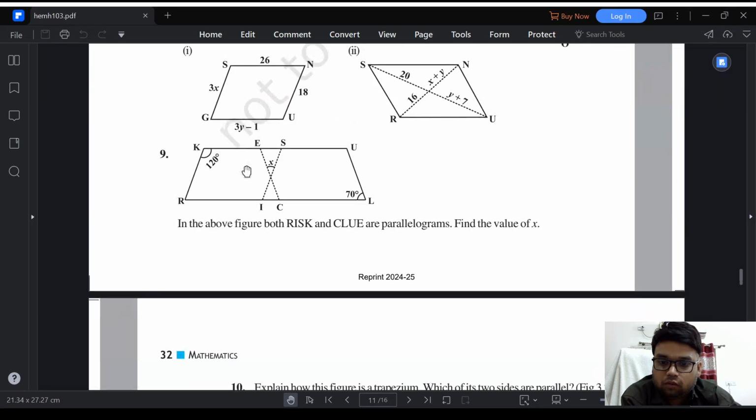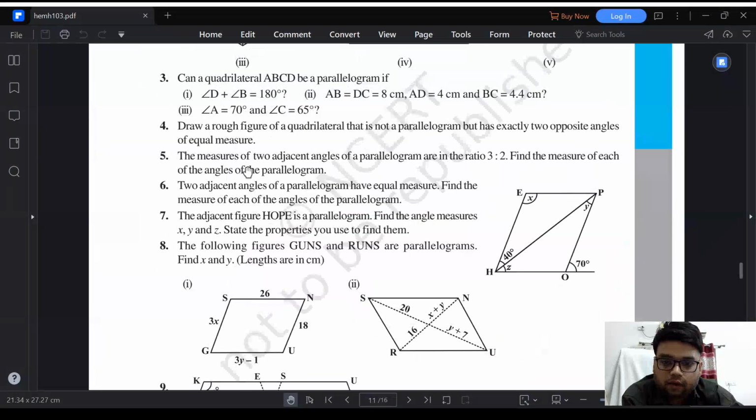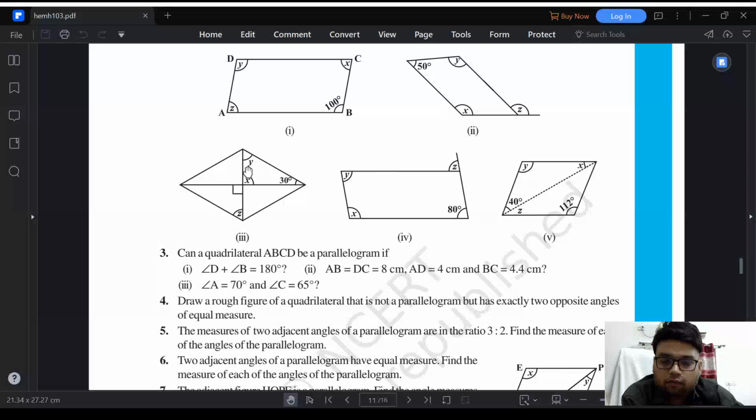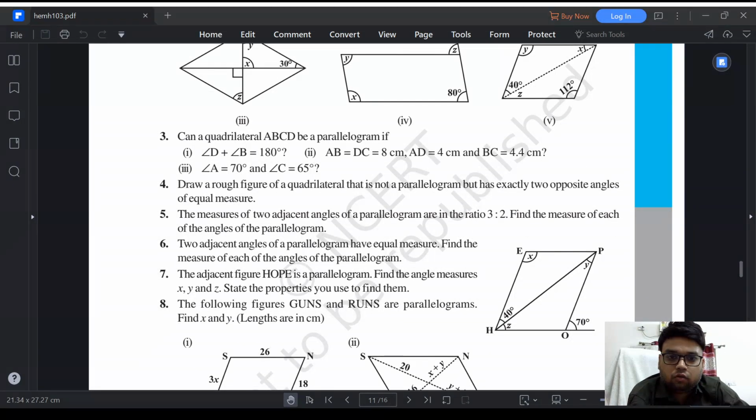And further, these are all simple questions you need to solve at home, and the further class will be carried out the next day to solve the exercise of this particular question. So guys, today's class ends here. Further questions will be solved in the next class. Thank you everyone.